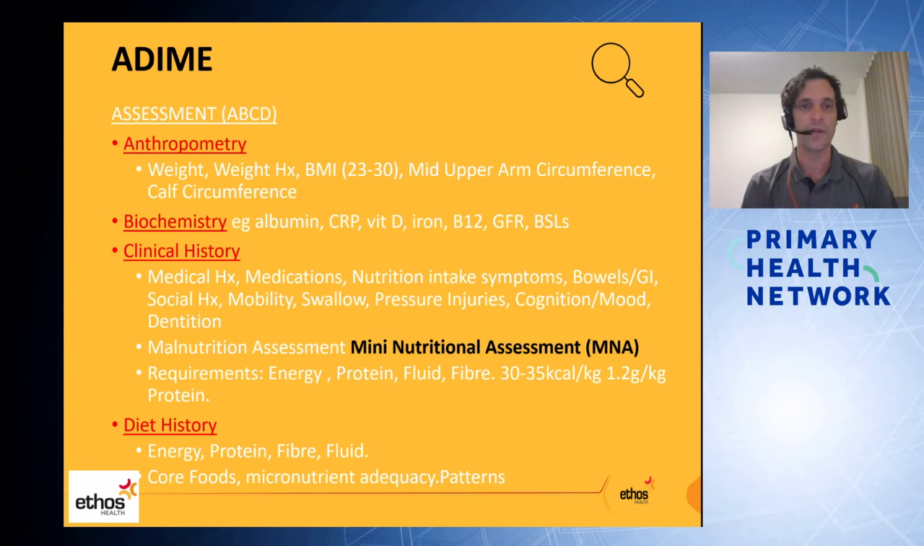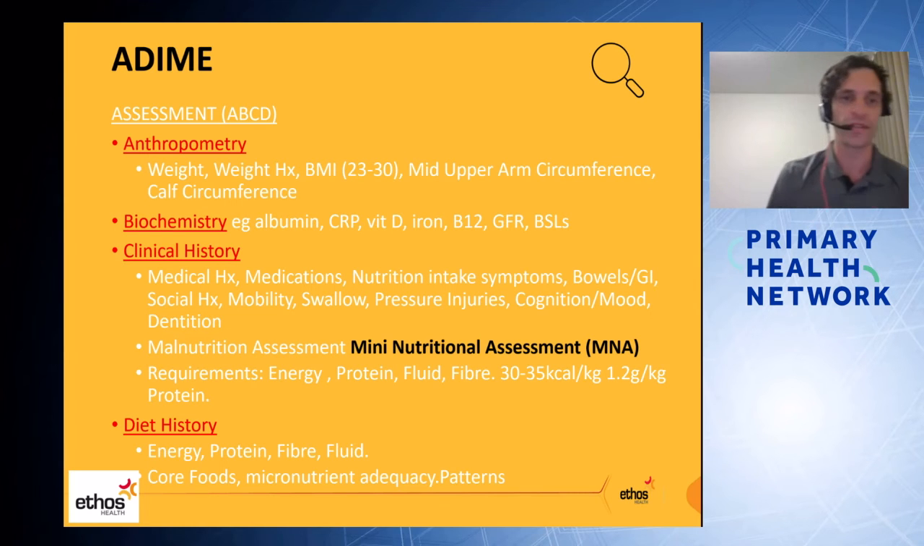We then undertake your malnutrition assessment. A quick and easy and validated tool is often the MNA, and I'll quickly run you through that next. And then from taking into account all those factors, particularly clinical history, getting a feel for their actual energy, protein, fluid and fibre requirements. And the last step, of course, is getting a good feel of a detailed diet history.